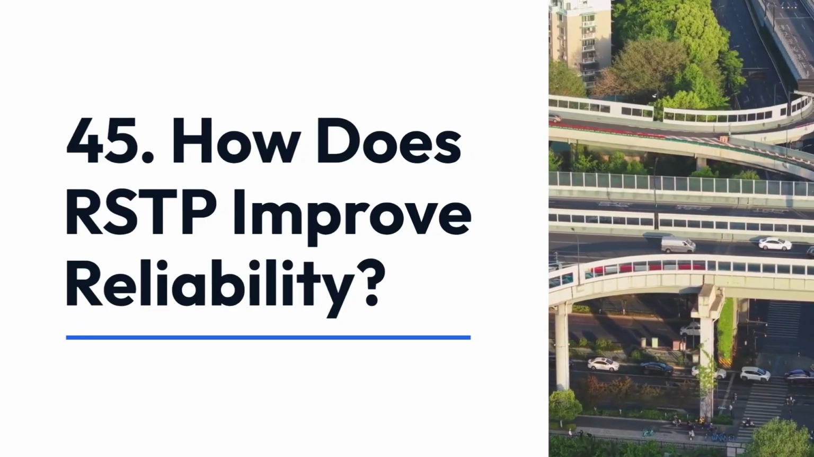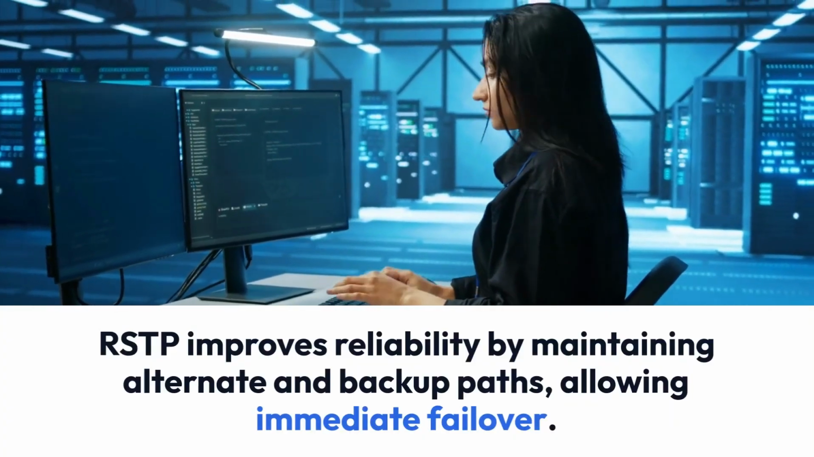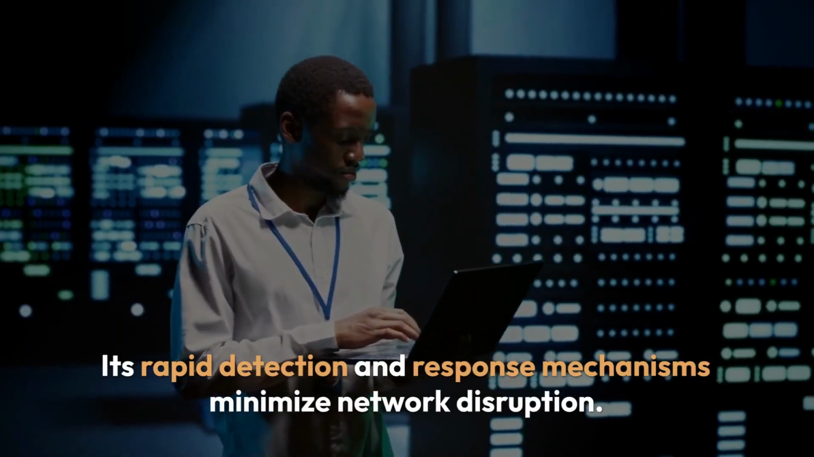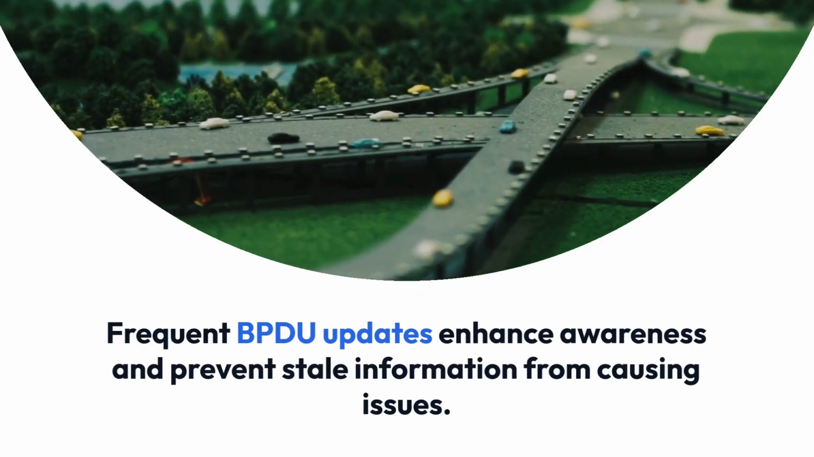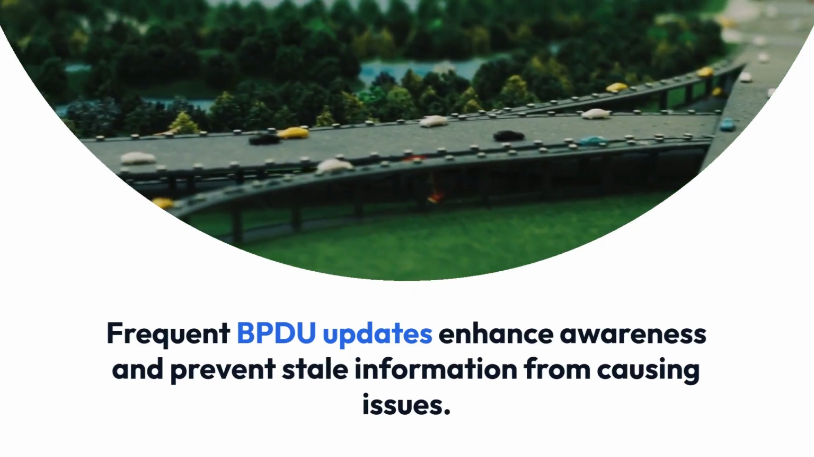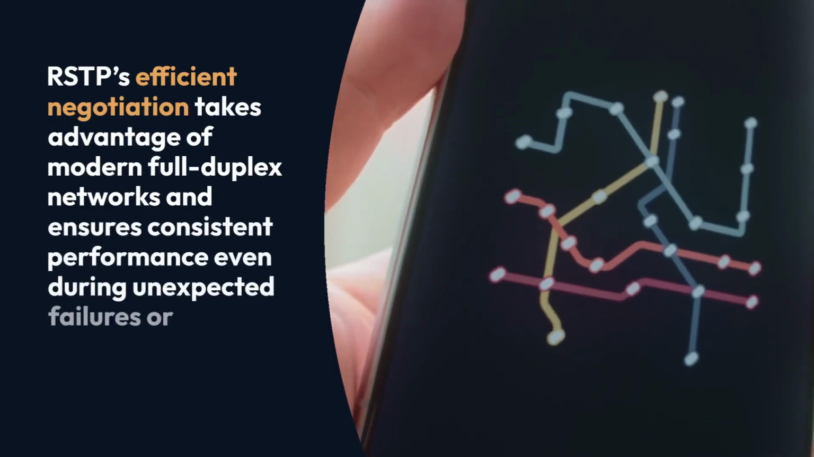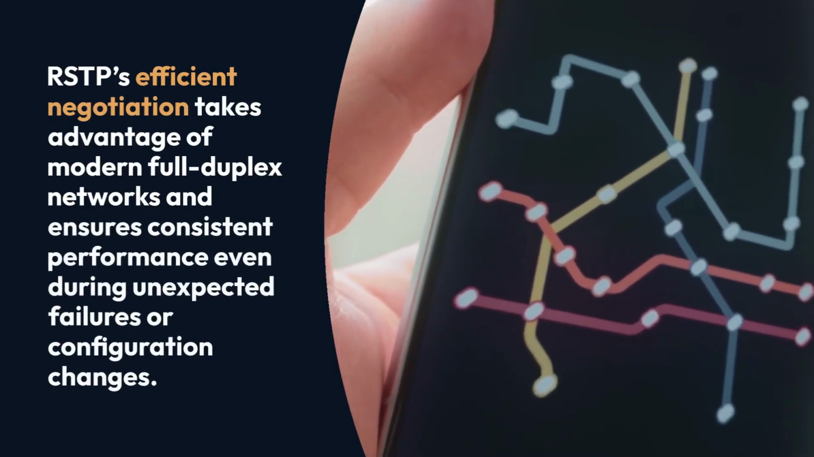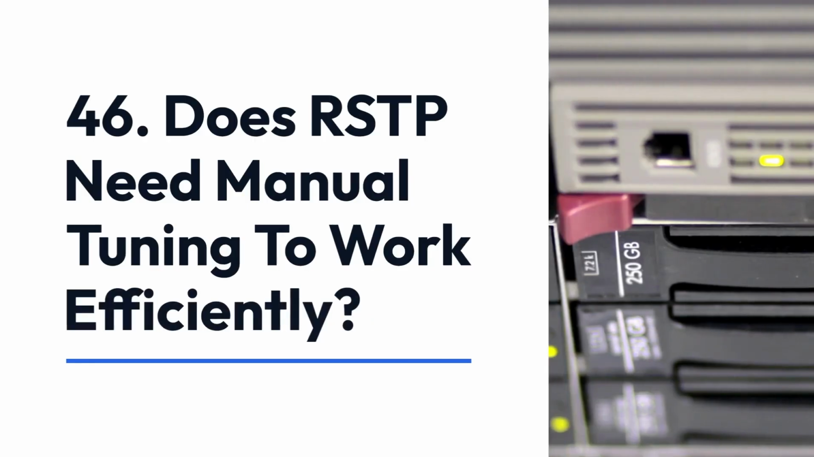45. How does RSTP improve reliability? RSTP improves reliability by maintaining alternate and backup paths, allowing immediate failover. Its rapid detection and response mechanisms minimize network disruption. Frequent BPDU updates enhance awareness and prevent stale information from causing issues. RSTP's efficient negotiation takes advantage of modern full duplex networks and ensures consistent performance even during unexpected failures or configuration changes.